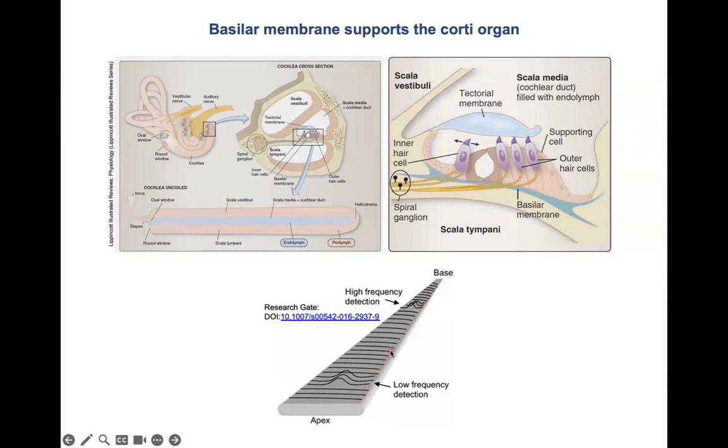We also see that the basilar membrane, which is here, supports the inner and outer hair cells. Again, in this part, I will only deal with inner hair cells, and in a separate part, we will discuss the roles of the outer hair cells, the amplifiers of sound.